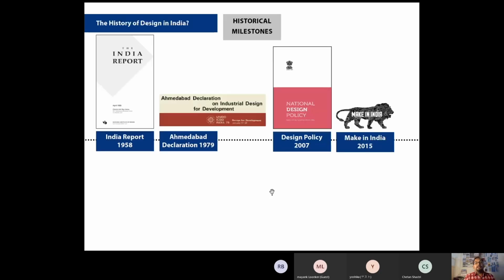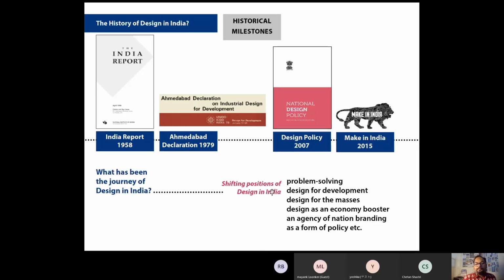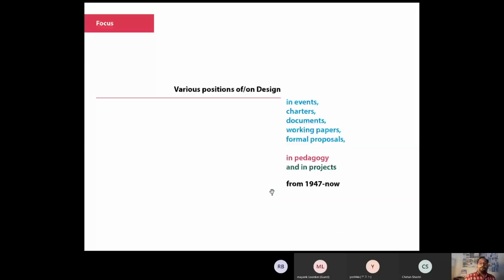When you look at the history of design in India, there are several milestones which we talk about around design, not necessarily from design. And within Indian academics, there has been a lot of discussion about what exactly design is. One can see that the understanding of design in India has shifted across several definitions: problem solving, design for the masses, design as an economy booster, design as a policy, or design for nation planning.